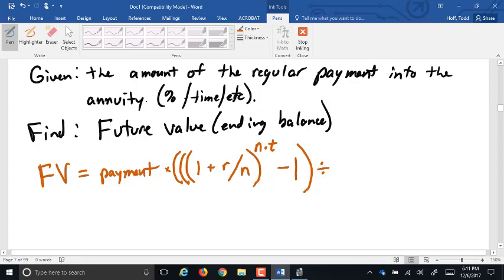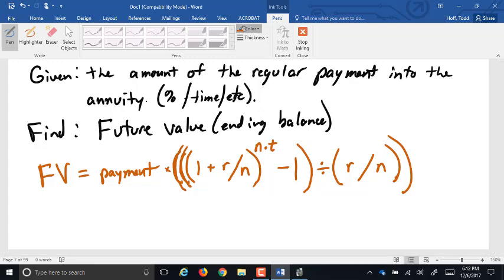Divided by open parentheses, oh, we added another one. Our rate divided by N, your number of periods in a year again. Close parentheses and close parentheses. Hey, don't get on me. I did not make the formula. That's the end of that formula. Has to be 3 at the beginning to make it work.